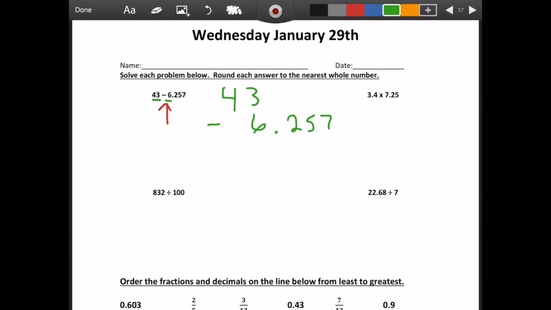And if the top number, 43, which is larger, doesn't have a decimal, I could just add some zeros there. And then we're just subtracting like normal. So make sure you're starting with the whole numbers when you're subtracting decimal numbers.